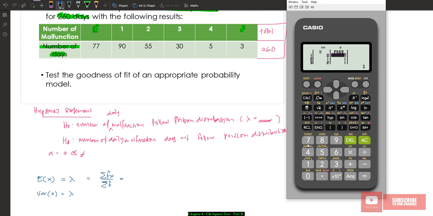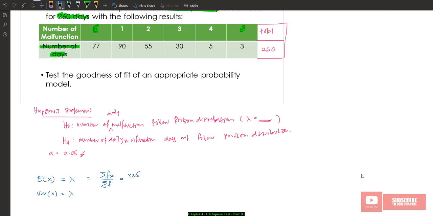We input our frequency values: 77, 90, 55, 30, 5 and 3. So we want to find the value of the summation of fx. Shift 1, click 3 and click 2 for the summation of fx. So this is 325 divided by 260. This should be equal to 1.25, right?